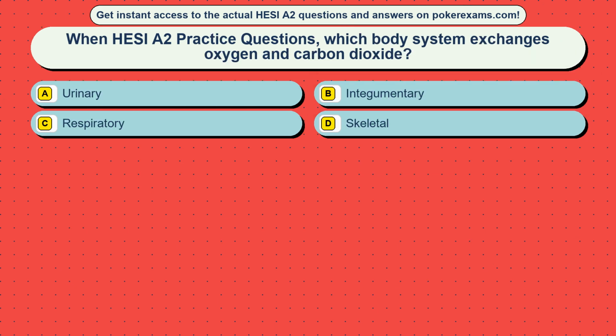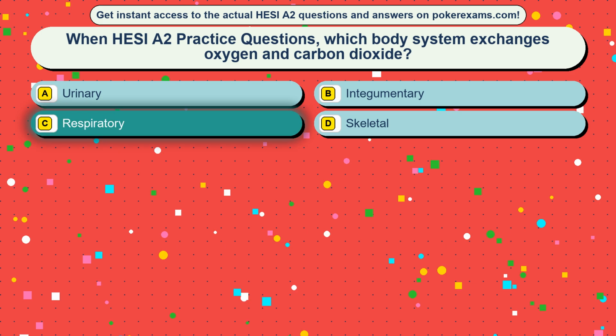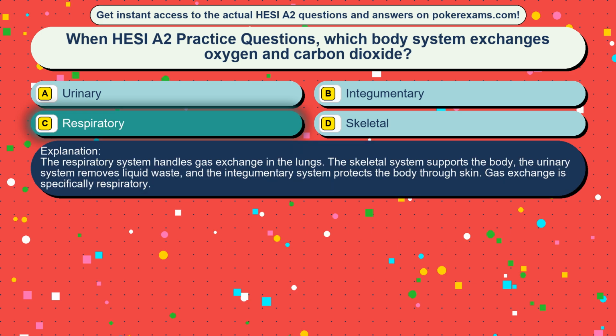Question 39. In HESI A2 practice questions, which body system exchanges oxygen and carbon dioxide? Option A urinary, option B integumentary, option C respiratory, option D skeletal. The correct answer is option C, respiratory. The respiratory system handles gas exchange in the lungs. The skeletal system supports the body, the urinary system removes liquid waste, and the integumentary system protects the body through skin. Gas exchange is specifically respiratory.